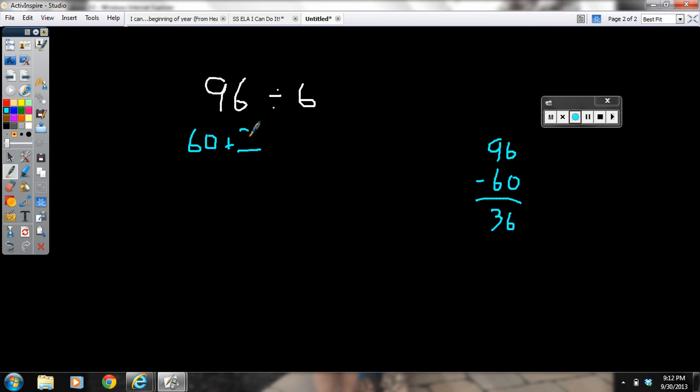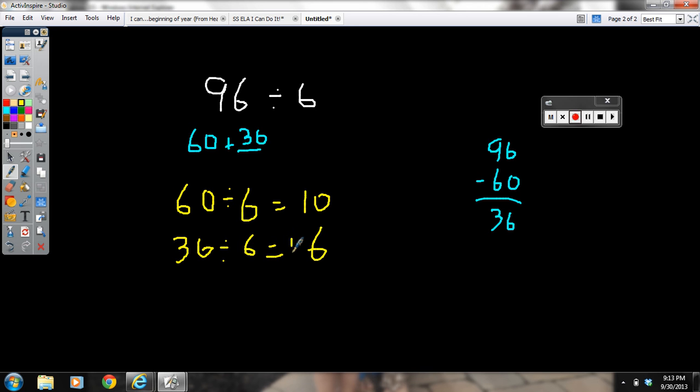Therefore, 60 and 36 equals my dividend. I took this 96 and broke it down into simpler numbers. Once I have that broken down, I take each one of these simpler numbers and divide it by the divisor. So I take my 60 and divide that by 6, and I take my 36 and divide that by 6. 60 divided by 6 equals 10, and 36 divided by 6 equals 6.